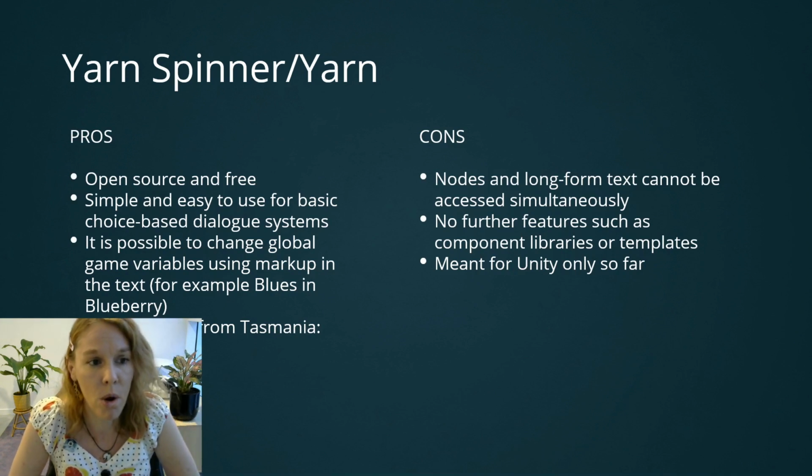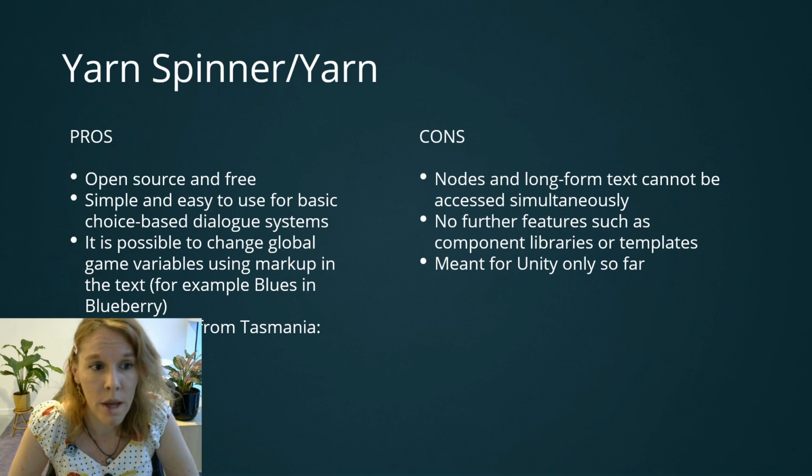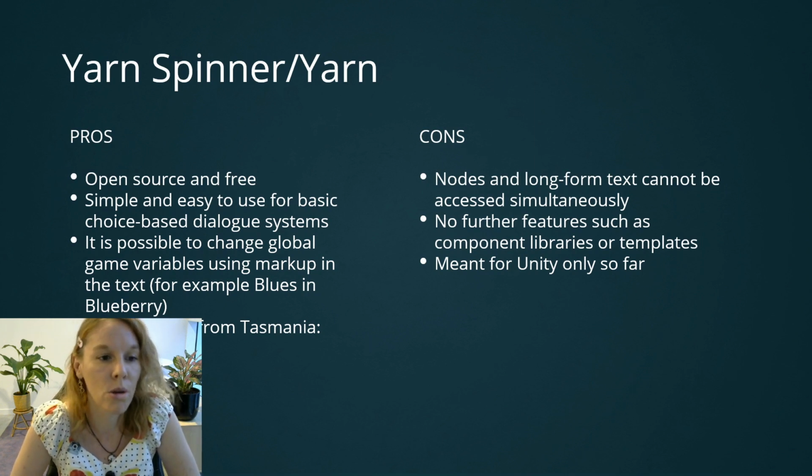So I would say the pros are it is open source and free. So Yarn is based on Twine, and Twine is maybe something that you already know. The reason why I didn't give Twine an extra category is because Yarn Spinner is kind of an evolution of Twine, and it has a pretty good editor. It is simple and easy to use for basic choice-based dialogue systems. It is possible to change global game variables using markup in the text, like I just showed you with the blues in Blueberry. And it is also developed by a very friendly team from Tasmania called the Secret Lab.